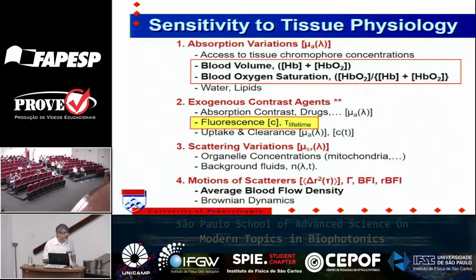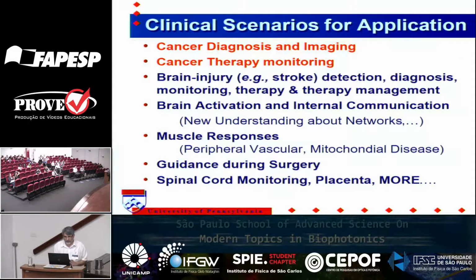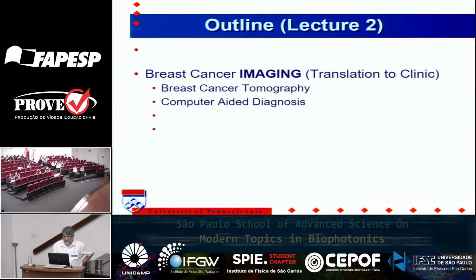The other thing, as I mentioned, that I'll say something about towards the end is measuring fluorescence, not of an endogenous contrast, but of exogenous contrast. And I'll show you some measurements about that. Okay, so these variables, which I'll come back to later, are useful for lots of things in the clinic, okay? I've listed a bunch of them here. And again, today, in this lecture 2, I'm going to just talk about cancer, okay? And so let's do that, okay?